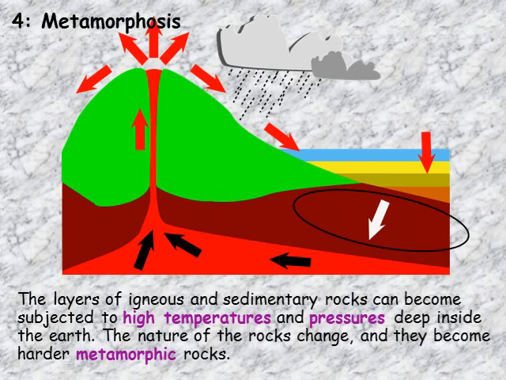As the layers of rock are pressed deeper into the earth, they are exposed to high temperatures and to very high pressures from the layers of rock above. Such conditions cause changes to the rocks. They become harder and with more clearly defined thin layers. We call these metamorphic rocks.